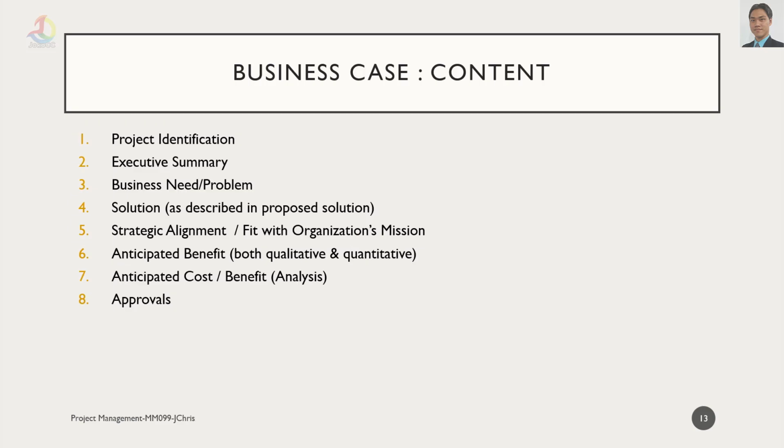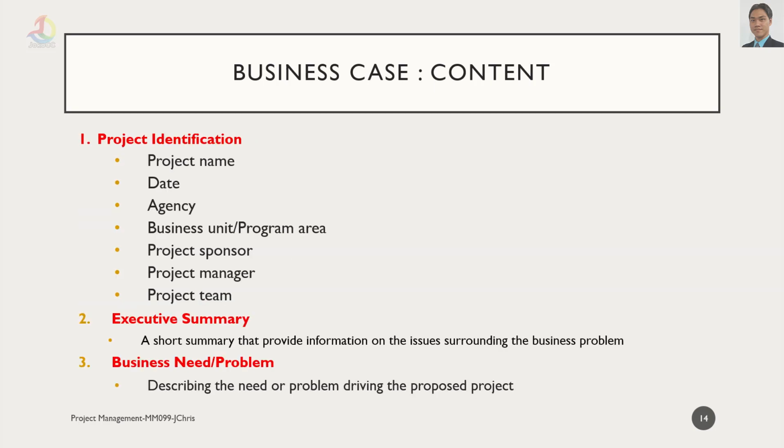Business case content usually has these 8 major groups, which is 1. Project identification, 2. Executive summary, 3. Business needs and problem, 4. Solutions, 5. Strategic alignment, 6. Anticipated benefit, both qualitative and quantitative, 7. Anticipated cost and benefit. This is a cost analysis or benefit analysis. And 8, the approval or disapproval.